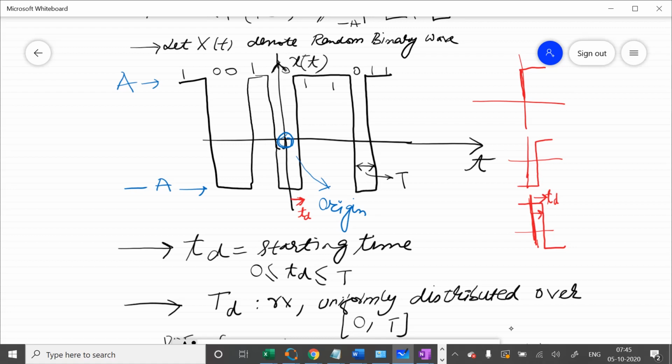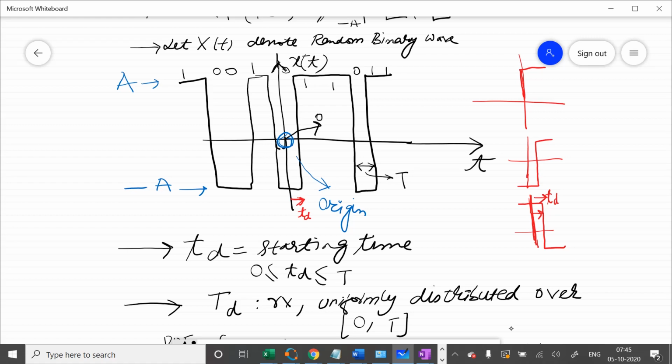If you look at this x of t, this is the time t is equal to 0, and since we are treating it as a random process, the signal can be either plus A or minus A. It's not necessary that the pulse will start rising at t equal to 0. The starting time can be delayed, there can be a delay in the synchronization, so I denote that by td.